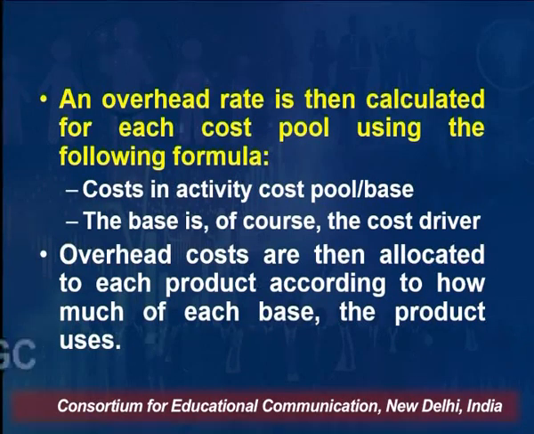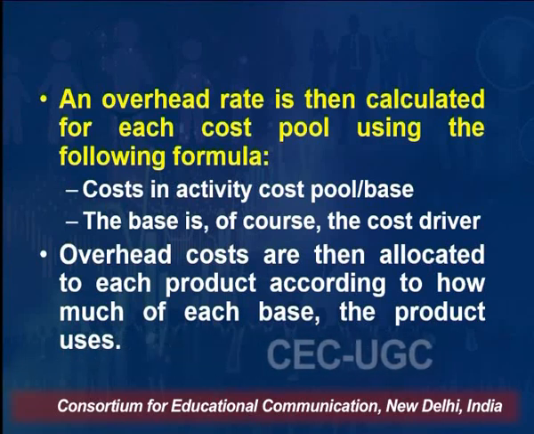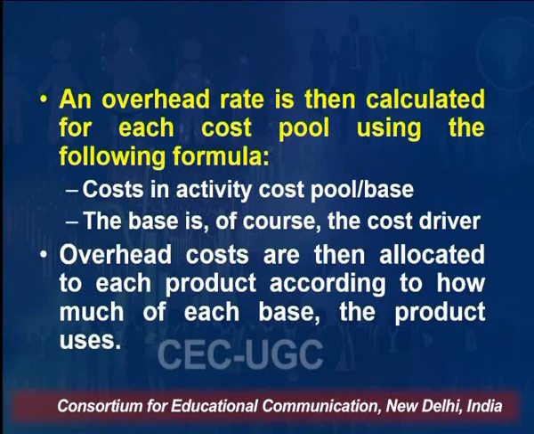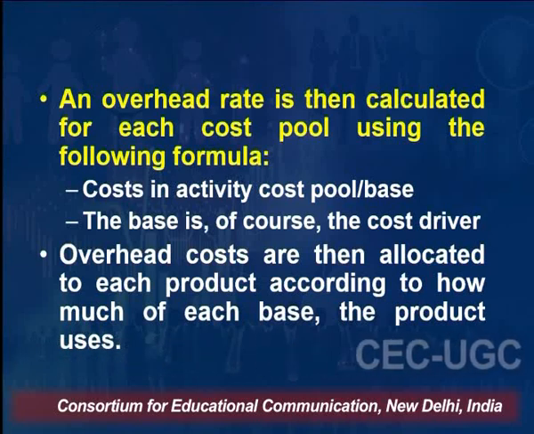We will show you how to calculate that, and then how it is allocated or traced to a particular product. So after determining the cost driver and cost pool, we calculate the overhead rate. And once this overhead rate is calculated, then that overhead cost is allocated to each product. While allocating this overhead cost to every product, we have to keep one thing in mind: it must be in accordance with how much of each base the product is using.